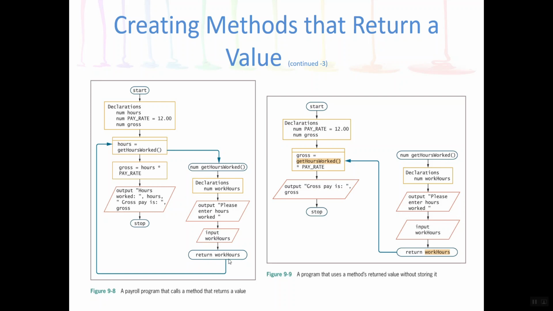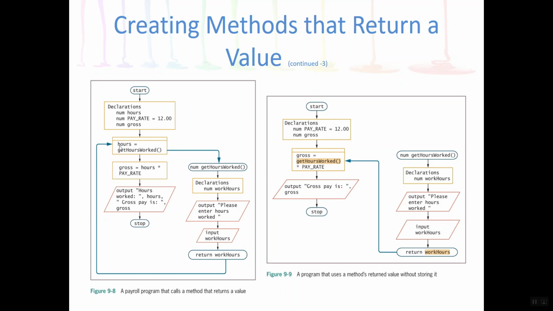And here we see the change. Instead of just the word return, we indicate what it is returning. It is actually returning the value of work hours. So this method, because it has a return value, with the blue line, the textbook is indicating that it is passing a value back, which is then assigned to a variable hours defined in main.